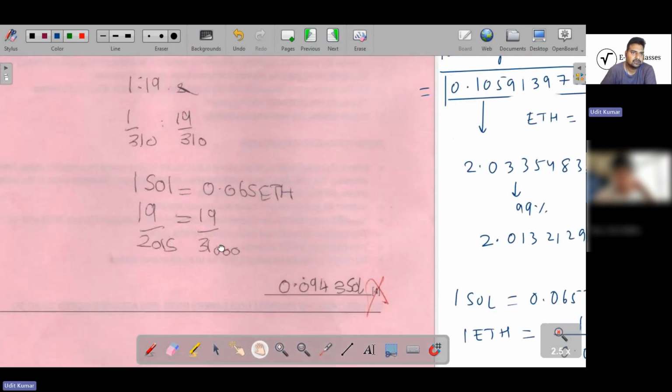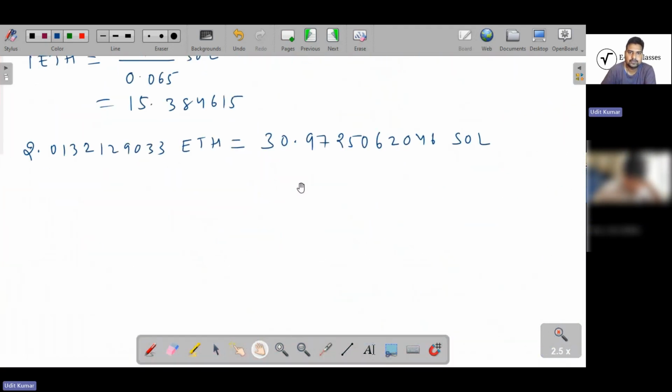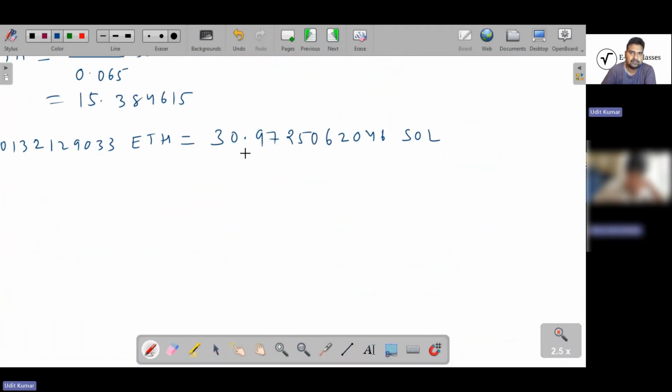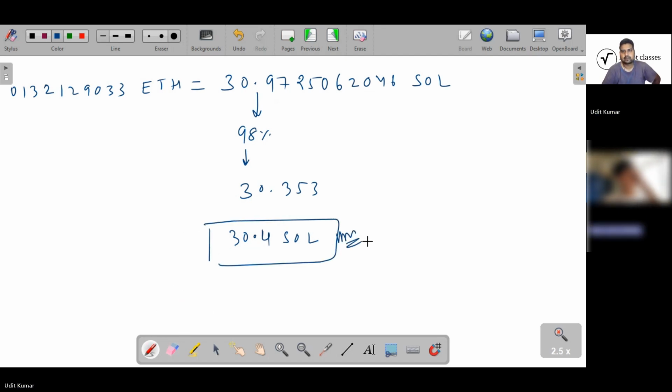Then what is the commission paid? 2% of SOL received. So what is 2% of it? It means he will get 98% of it. So that would be multiplied with 98%. It's 30.353. So up to 3 significant digits, your answer will be 30.4 SOL. Yeah. That is the answer.